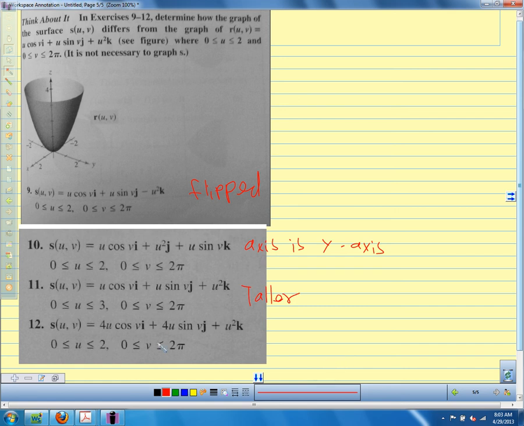And then our last one, 4u cosine v i plus 4u sine v j plus u squared k. Make it wider, right? So if we let z be a constant, our circles are going to have a bigger radius. So this is going to be wider. So questions on those?